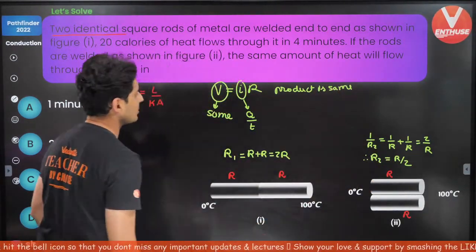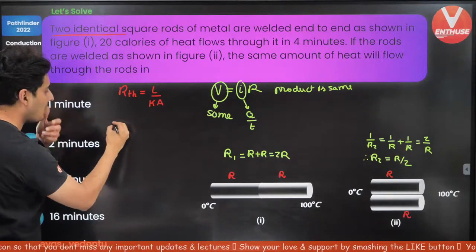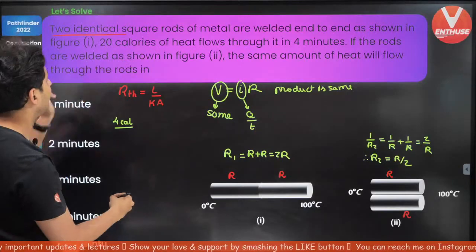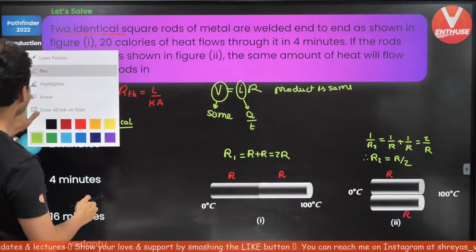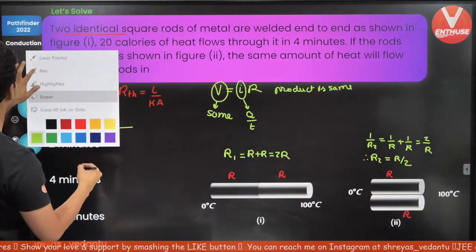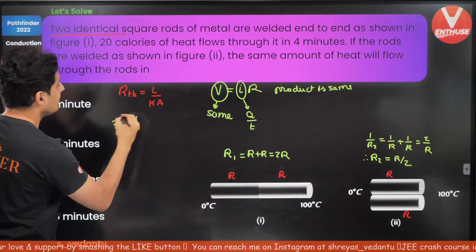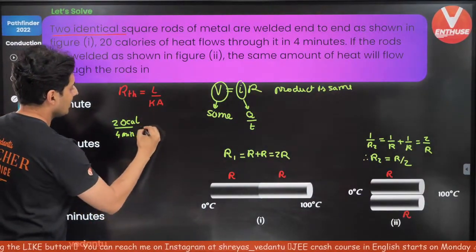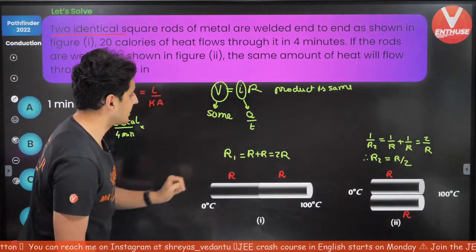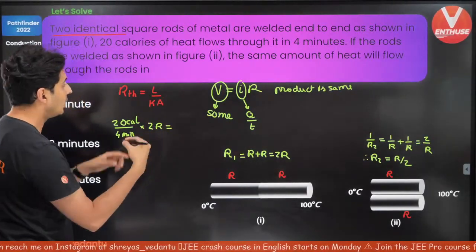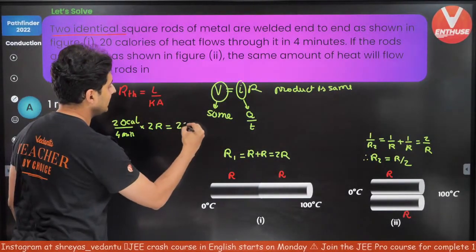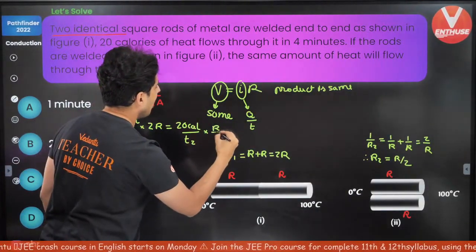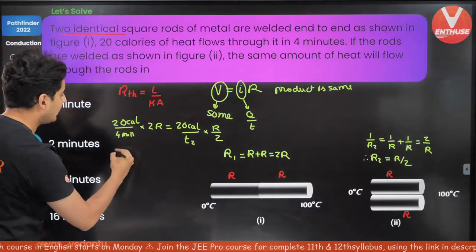In this case also, in this case also. Let's try to do this. So 20 calories, my bad, 20 calories is flowing in how many minutes? 4 minutes, into resistance in the first case, 2R, is equal to the same amount of heat, that means 20 calories, flowing in how much time in the second case, into R by 2. Now just solve this. Bring T2 over here.